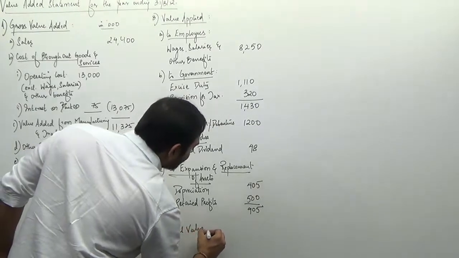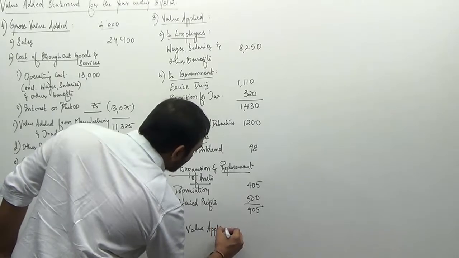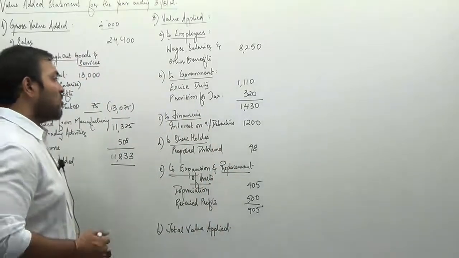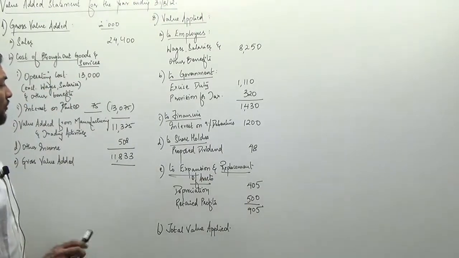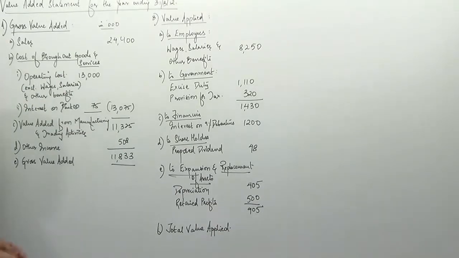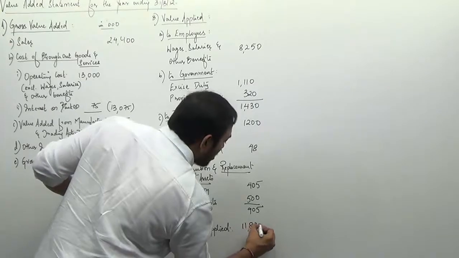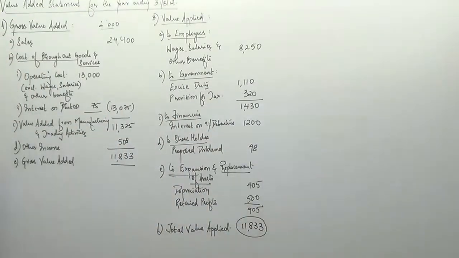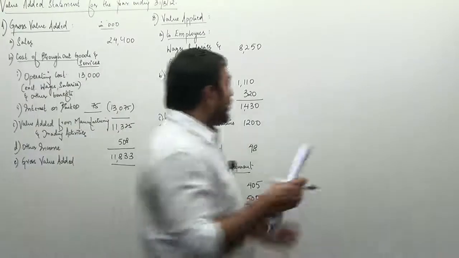Total value applied, A plus B plus C plus D plus E: 8250, 1430, 1200, 48 and 905. Total should be back to 11,833. Should be equal to your value added. Continue for the reconciliation statement.